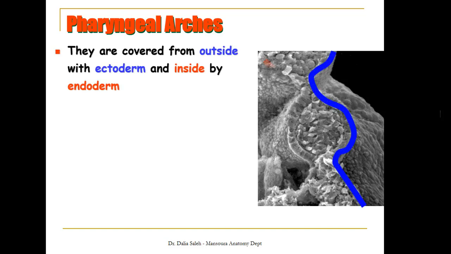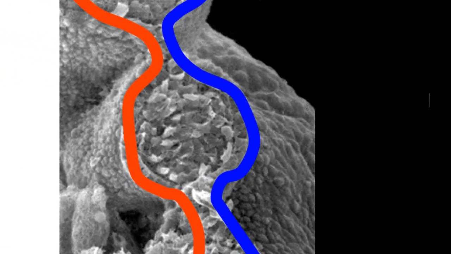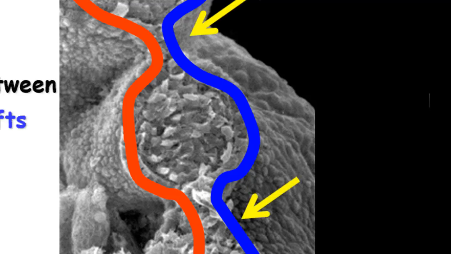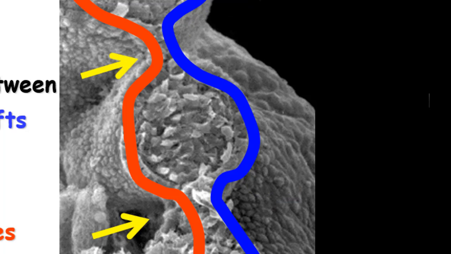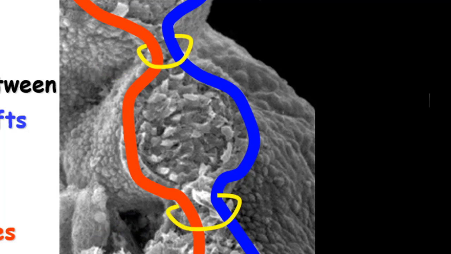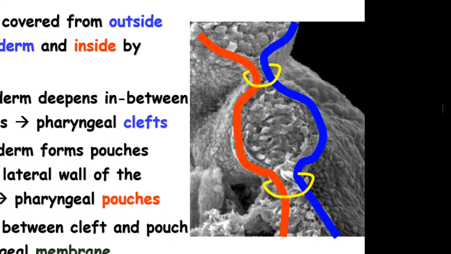If we take a cut section in the previous picture to see the components of each arch, we will find that they are covered from outside with ectoderm and lined from inside by endoderm. The ectoderm deepens in between the arches, forming what's called pharyngeal clefts, while the endoderm forms pouches along the lateral wall of the pharynx. We call them the pharyngeal pouches. The area between the cleft and pouch is called the pharyngeal membrane.